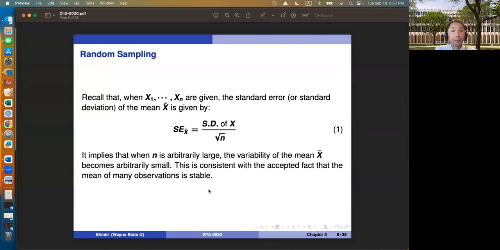As n gets larger, the standard error becomes arbitrarily small. So a very large number of observations makes a very reliable estimate of the population mean. Okay, any questions so far?